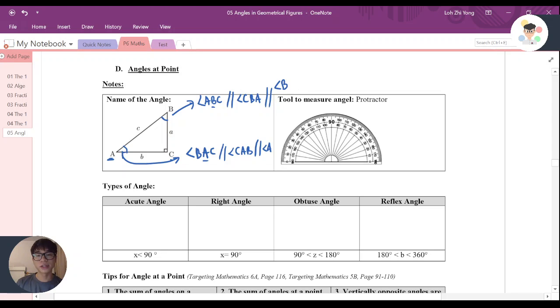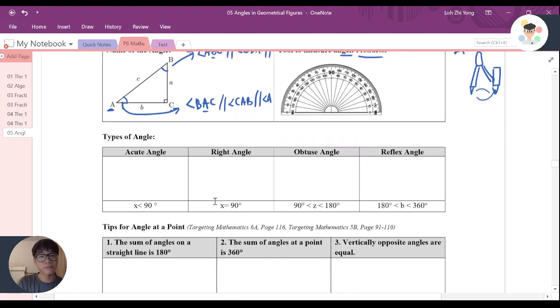Just to remind you that the tool we use to measure an angle is called a protractor. And just to let you know also, the tool that we use to construct an angle, we will call it a compass, something that's like this. Then you can attach a pencil here to draw, and you can turn. This is called a compass.